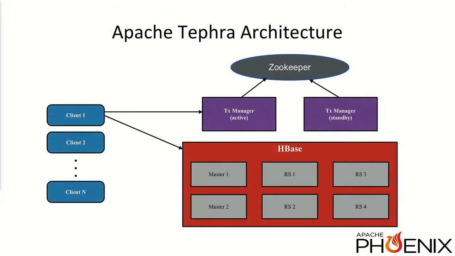Let's take a very high-level look at Tephra's architecture. There are three main components: the transaction client, the transaction manager, and transaction coprocessors running on the region servers themselves. You can have more than one transaction manager running for high availability. One of them will be active and the rest will be standby. When the active goes down, a standby will take over. The transaction manager uses Zookeeper for leader election, and the transaction client uses Zookeeper for discovery.